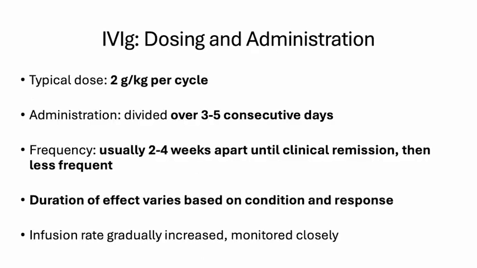When it comes to dosing and administration, the typical dose of IVIg in dermatology is 2 grams per kilogram per cycle. This is usually divided over 3 to 5 consecutive days. The frequency of cycles is typically monthly, but the duration of treatment varies based on the condition being treated and the patient's response. It's crucial to start the infusion at a slow rate and gradually increase it while monitoring the patient closely for any adverse reactions.